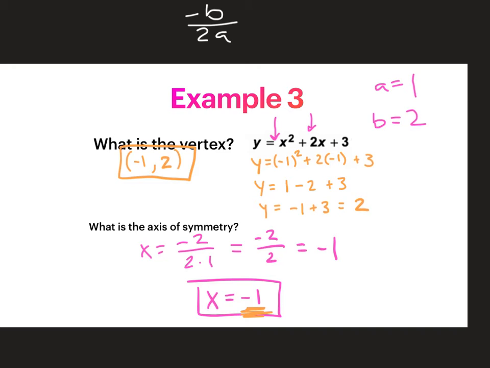So remember, our axis of symmetry always comes from this formula, negative b over 2a. So this is our axis of symmetry formula. And then our vertex is always the axis of symmetry, and then plug in to find the y. So to find our axis of symmetry, we use the formula. To find the vertex, we plug it in.